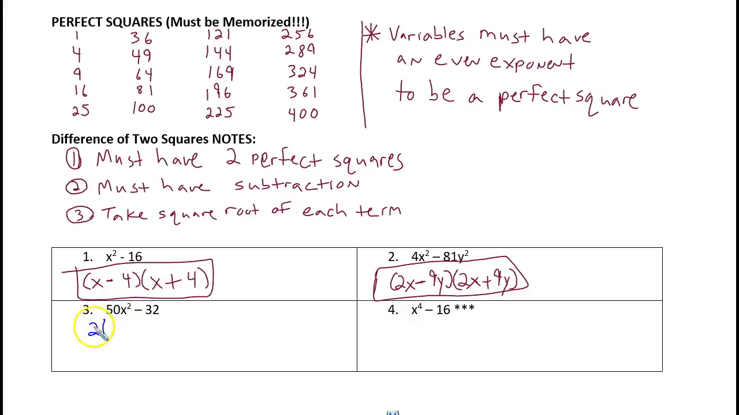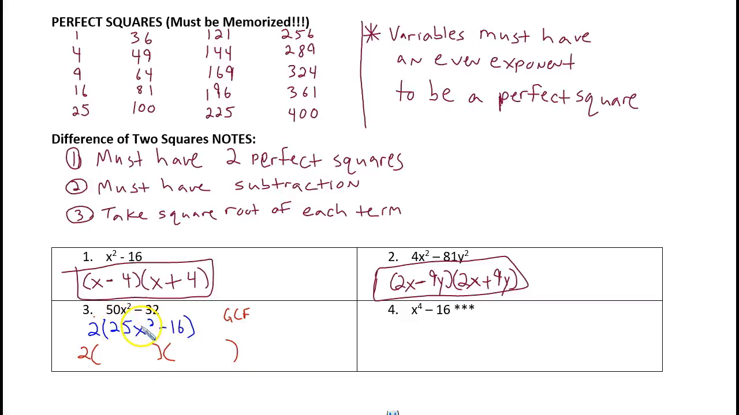When I divide 2 out to the front, I get 25x squared minus 16. So by taking out the greatest common factor, now I have a perfect square minus a perfect square. I have my two perfect squares, I have my subtraction, so I'm going to take the square root of each of them. When you take out a greatest common factor, a GCF, it is a factor. It needs to stay at the front of the problem. You just leave it up front before you draw your two parentheses.